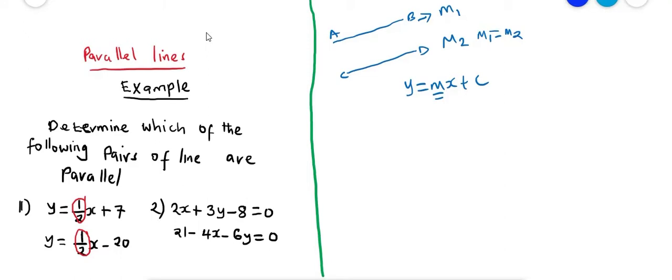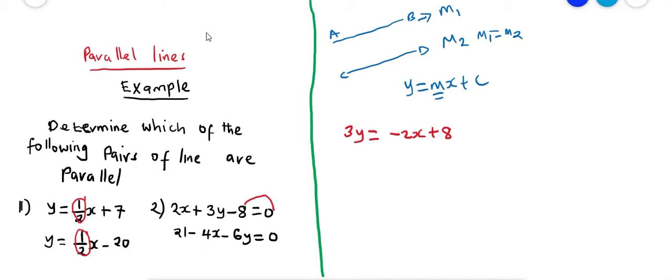So when we come to number 2, we have to express that equation in the form y equals mx plus c. So we shall leave only 3y on one side, so we'll have 3y equals, when we take 2x to the other side, minus 2x, and negative 8 to this side will have positive 8.